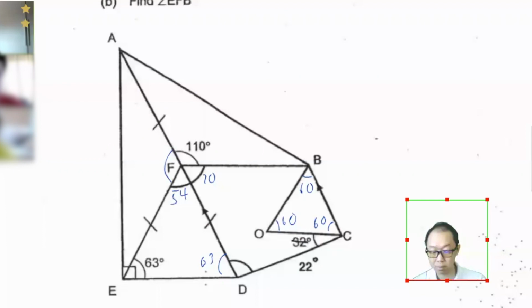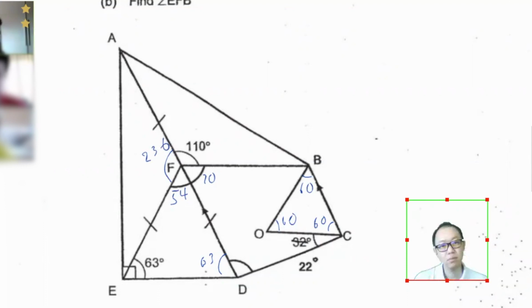How do we find that? Just 360 minus 54 minus 70. 236. I don't know if I need this, but it's easy to find, right? So I'm just writing out everything first, whatever I can find.